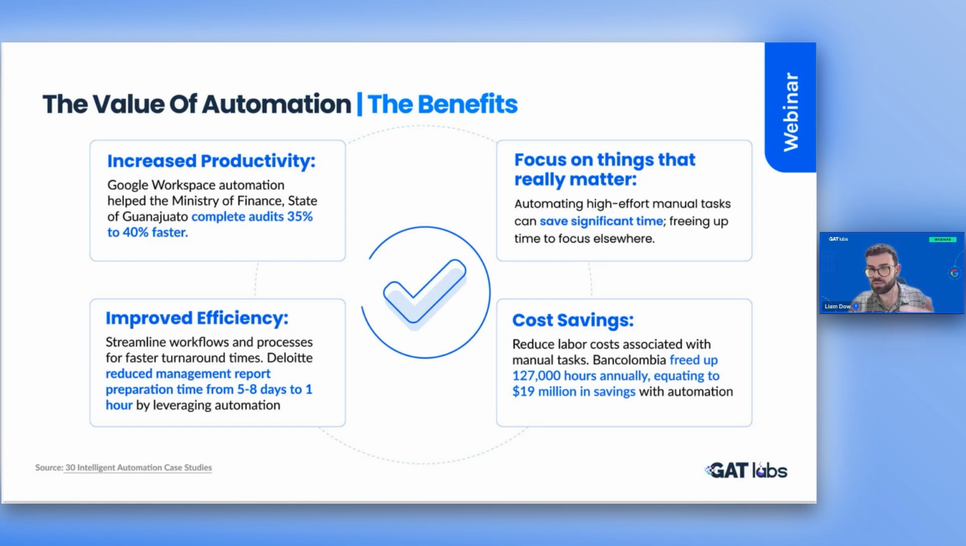And then of course there are the efficiencies that you get through automating things. Again, Deloitte reduced their management reports from a 5 to 8 day endeavor down to a 1 hour task. It's not that these organizations with this extra time are just sitting back and relaxing. What it means is they can put their efforts and time into more strategic things. They're able to work on things that provide value and really push the business forward rather than handling these repetitive and manual tasks.